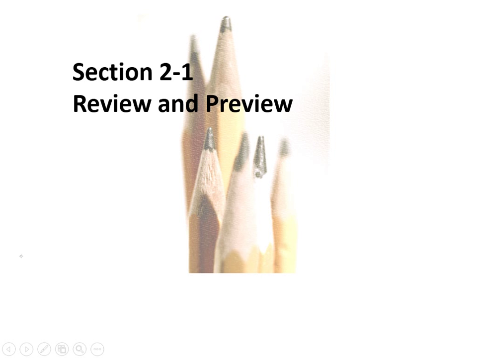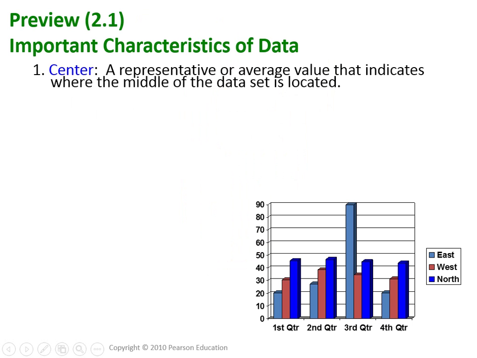All right, chapter 2 then, kind of previewing where we're going. We're going to look at the important characteristics of data. Some of the important characteristics of data that we need to know. First of all is the center. The center is a representative or average value that indicates where the middle of the data set is located. So trying to describe our data by saying where is the center. And each one of these we will focus in on a little bit more.